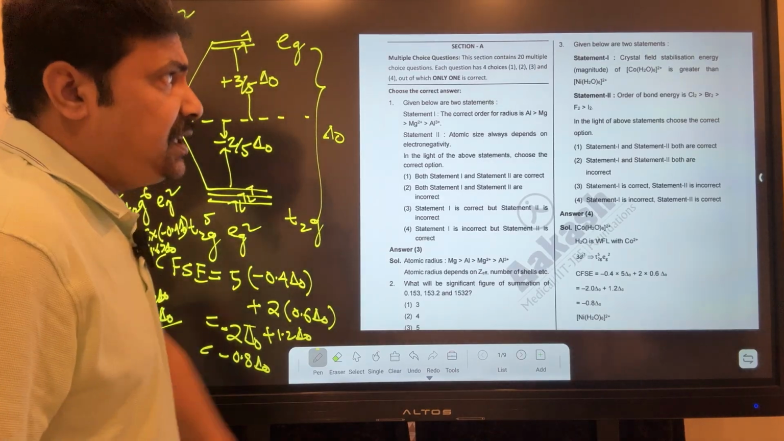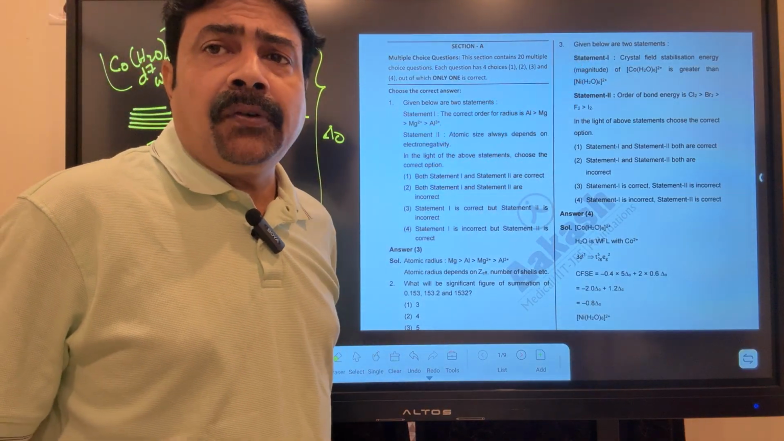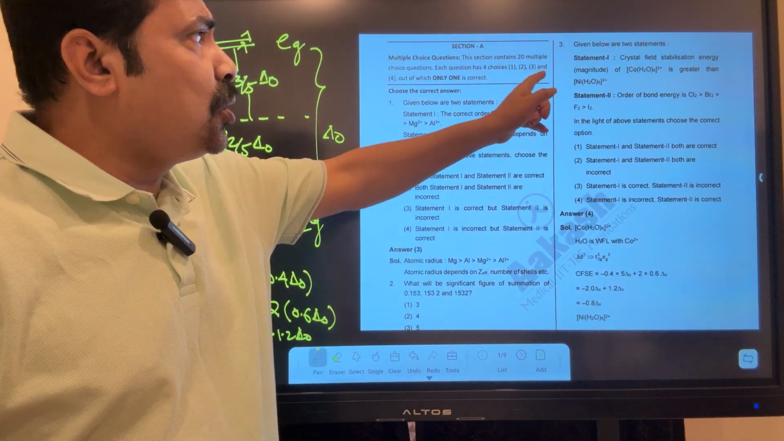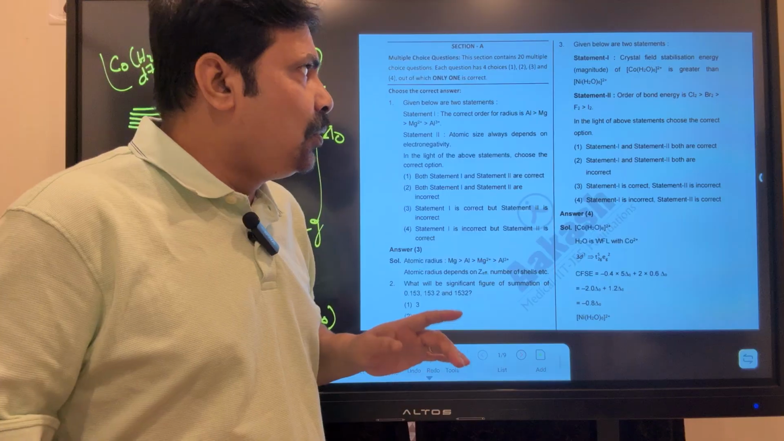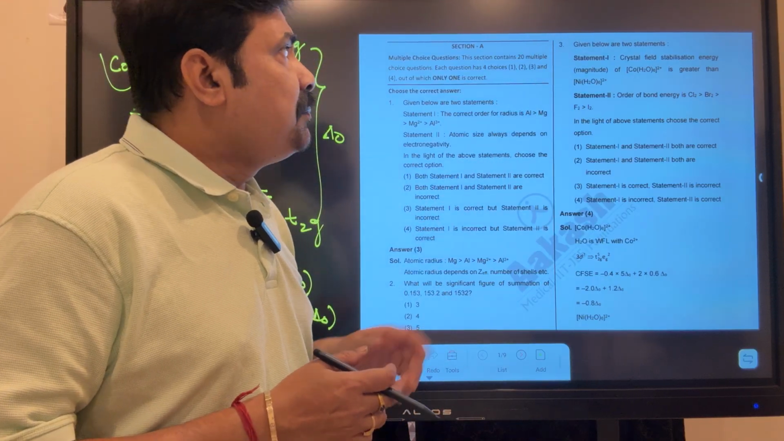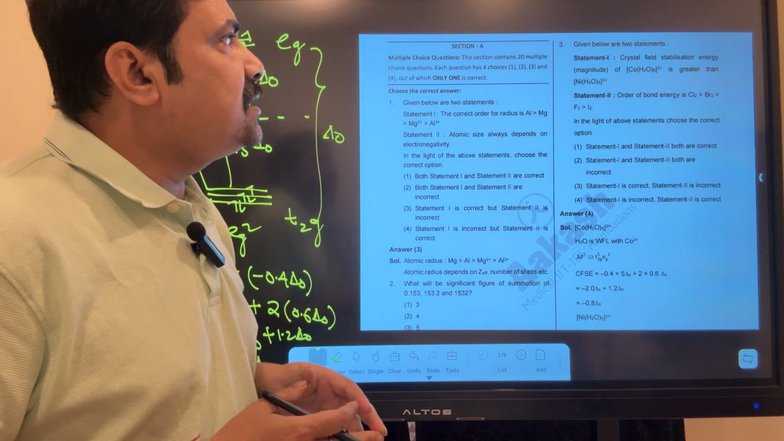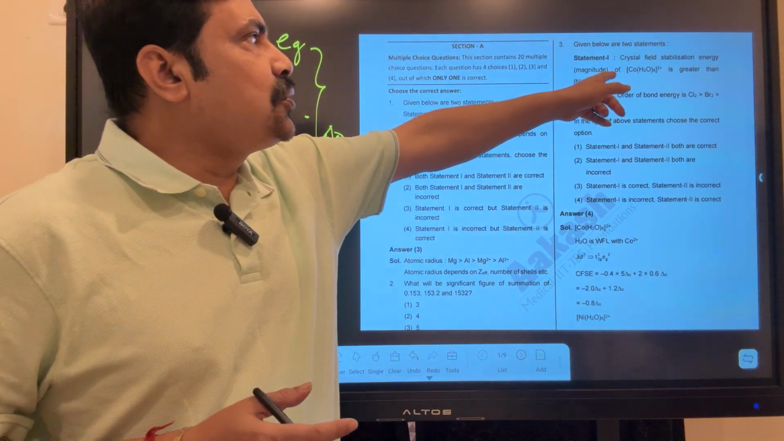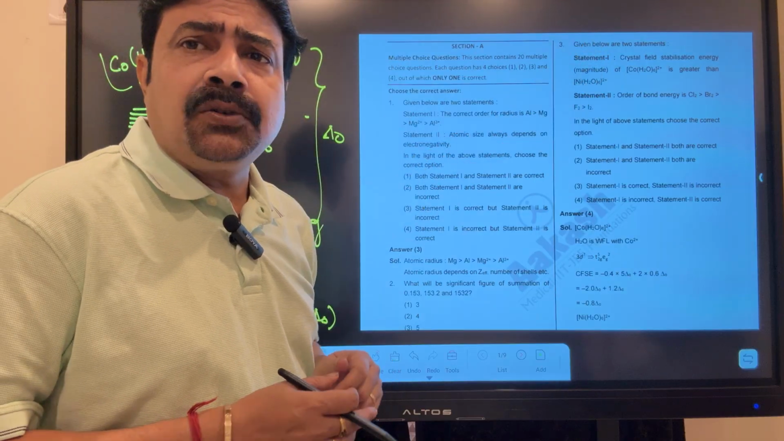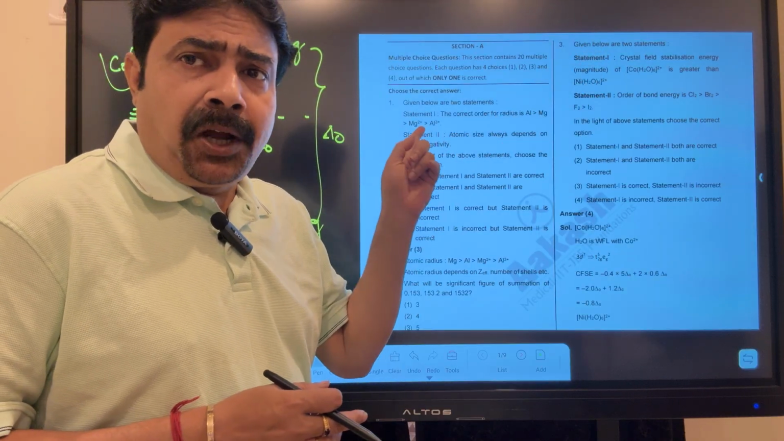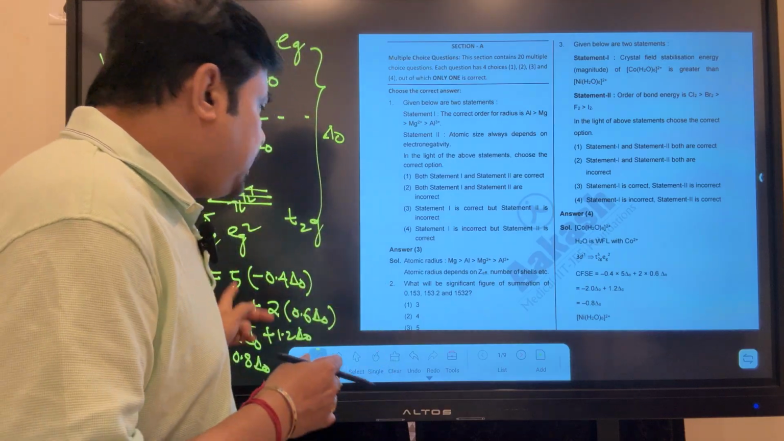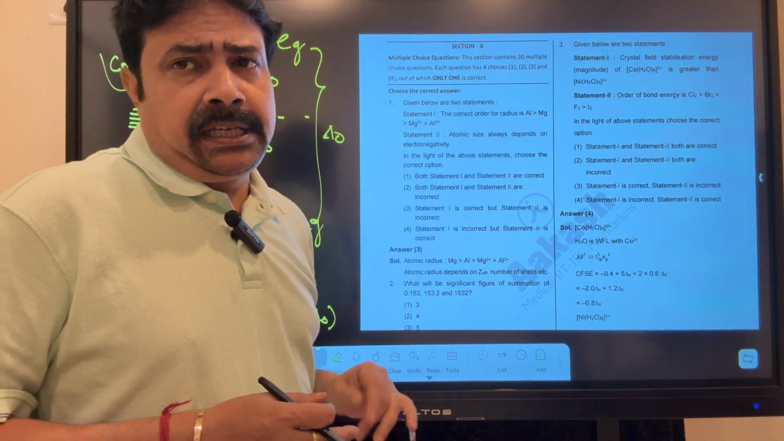That means the CFSE is greater in the case of [Ni(H2O)6]2+. That means [Ni(H2O)6]2+ has more stability compared to [Co(H2O)6]2+. But here they are telling that the crystal field stabilization energy of [Co(H2O)6]2+ is greater. This is the wrong statement. [Ni(H2O)6]2+ is greater, which is -1.2 delta naught, whereas [Co(H2O)6]2+ is coming to -0.8 delta naught.